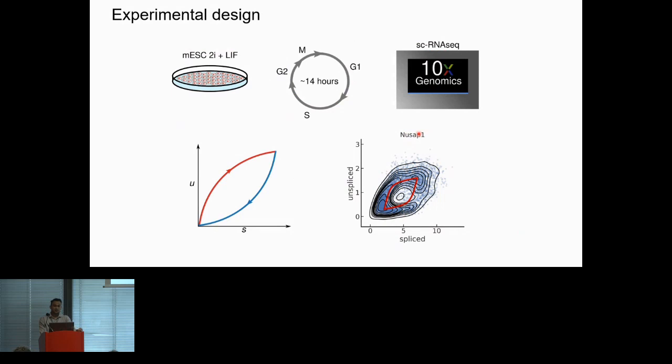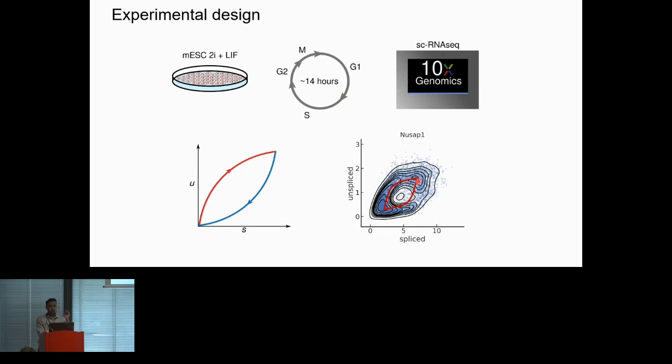NuSAP is a gene that codes for a protein that makes the mitotic spindle. So it's very important to have this just before you go into mitosis. So by looking at this phase diagram, you could say that these cells, by the way, every dot here is a cell. So these cells here are probably in the G2 to M transition.